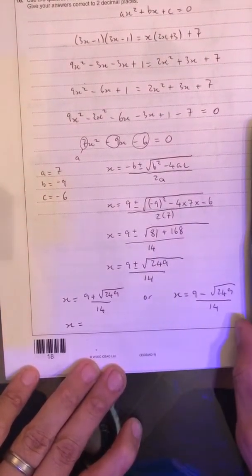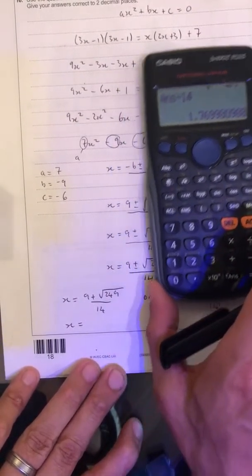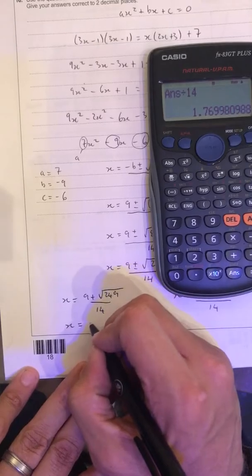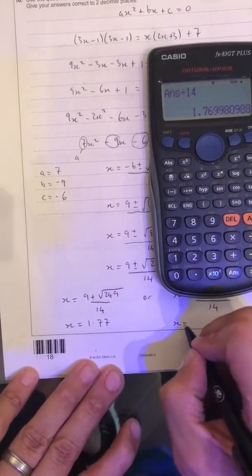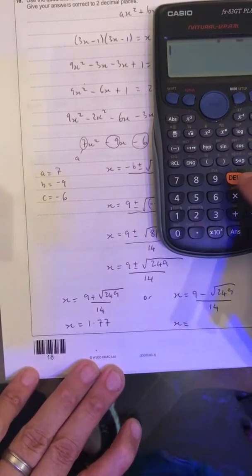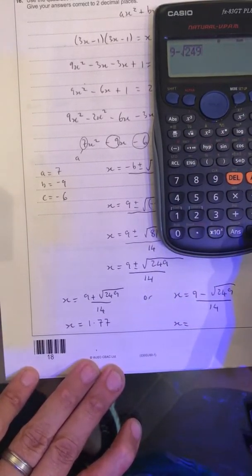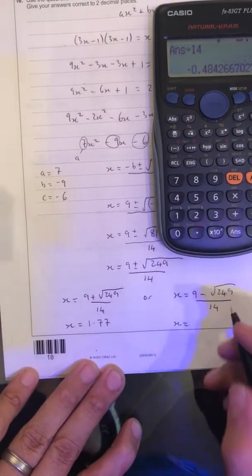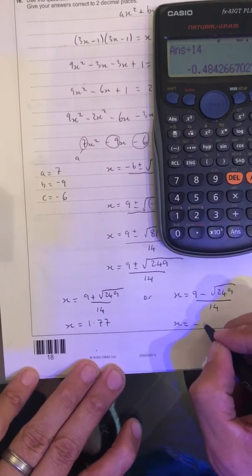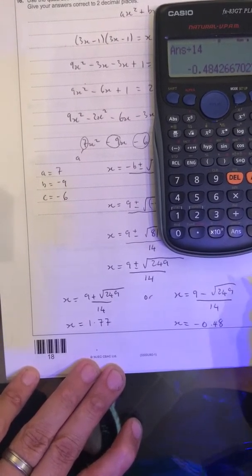So on my calculator, I've got an answer of 1.76999. So we're giving that to 2 decimal places. So it's going to be 1.77. And in my other answer, I'm going to do 9, take away the square root of 249, press equals, then divide by 14. And that gives me an answer of minus 0.48 to 2 decimal places.